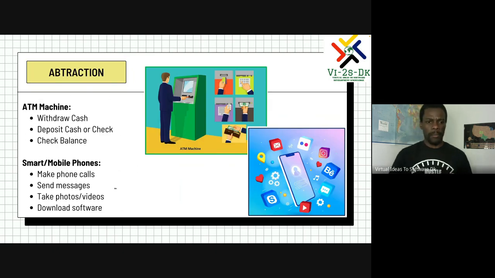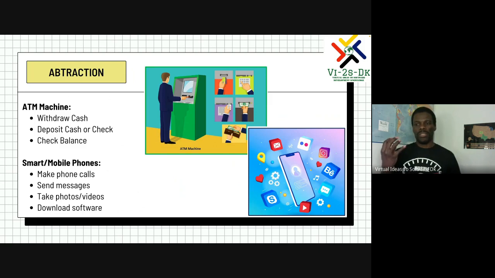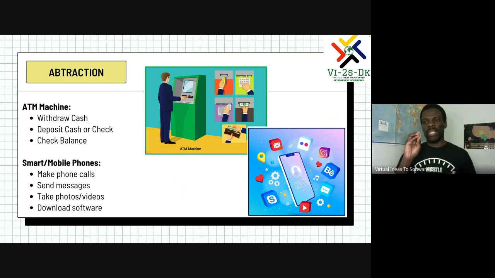abstraction, right? So an example of abstraction, or a couple of examples, let's look at an ATM machine. An ATM machine has many, many functions, right? But we are going to abstract just the areas that need an input and an output, okay?